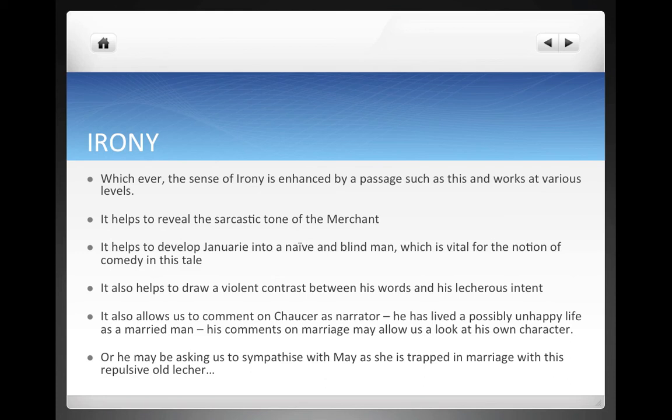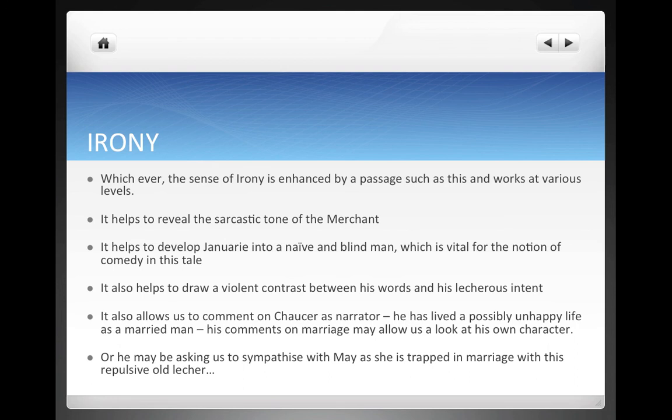It allows us to comment on Chaucer as a narrator, to comment on his life, and to just look at the ways in this story that his life might have coloured his depiction of marriage as an institution. It's worth remembering, however, that before we get too sympathetic towards January, who is a fairly vile, lecherous specimen, we might want to think about ways that what we're hearing here might help us to sympathise with May, who is caught, trapped into a marriage about which she has no choice, with this foul old man who views sex as both a recreation but also an aspect of his hard work, and wants to impose himself in every way he can on his young wife.